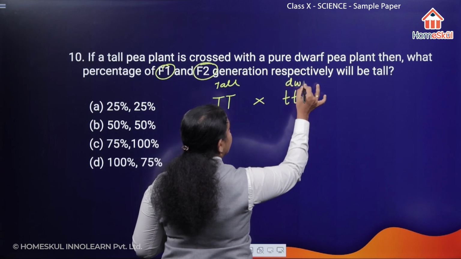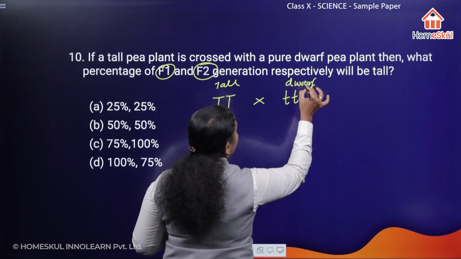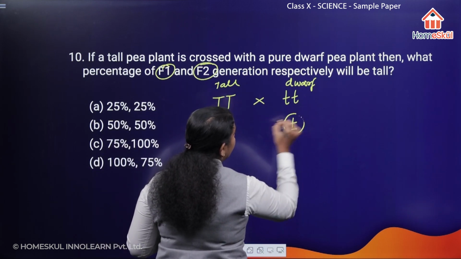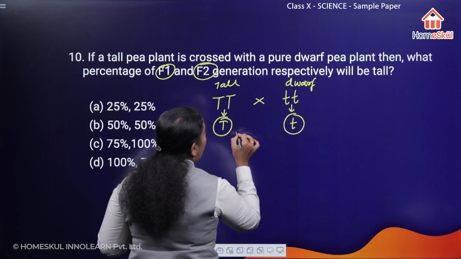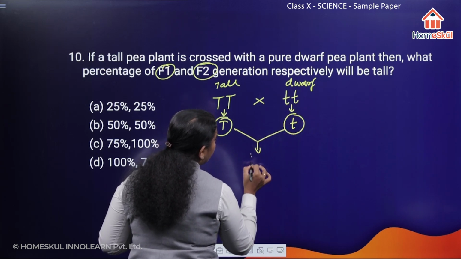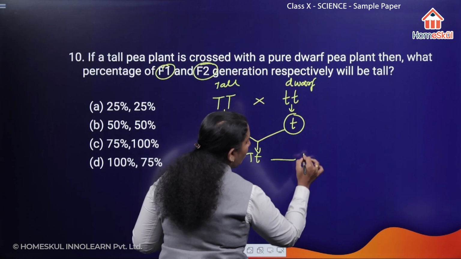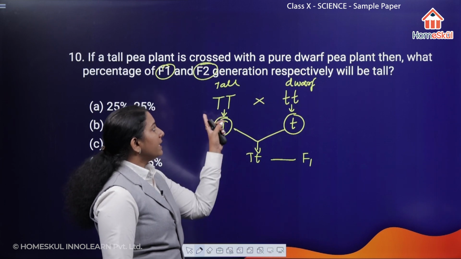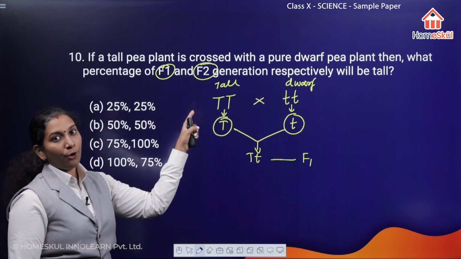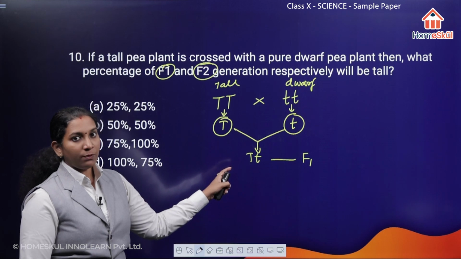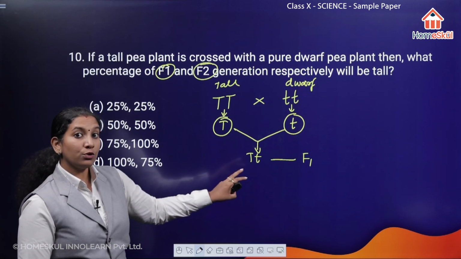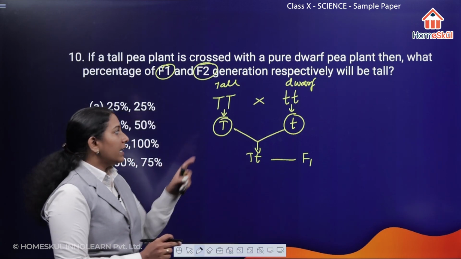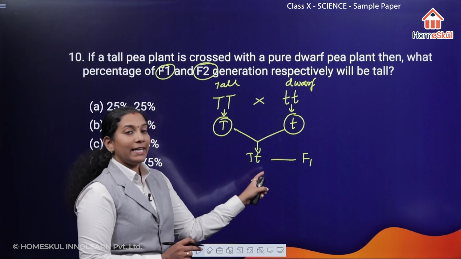When the tall and the dwarf plants are crossed, here you can get the gamete as capital T and here the gamete as small t, right? And when they are crossed, we'll get capital T small t. This is the F1 generation plant. You know that this is tall and this is dwarf. These are homozygous parents, pure plants. But the F1 generation will get the offspring as a heterozygous condition, that is, both the alleles are different. Here both the alleles are similar, but here both the alleles are different, right.